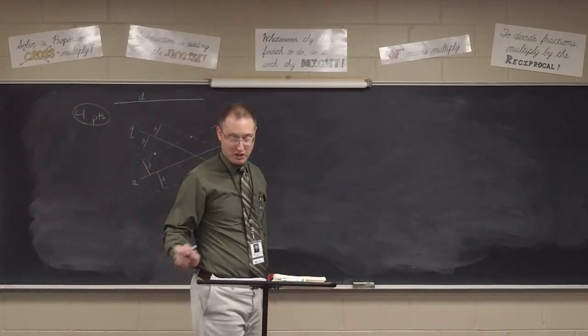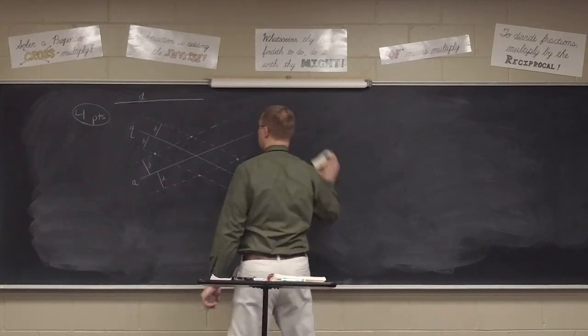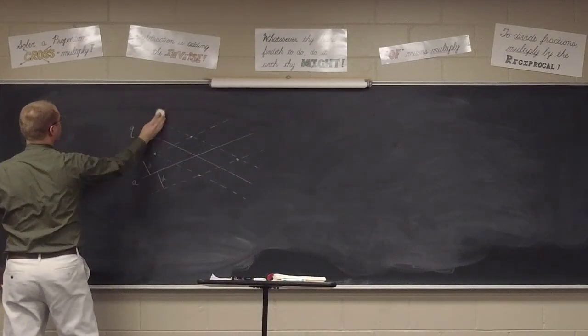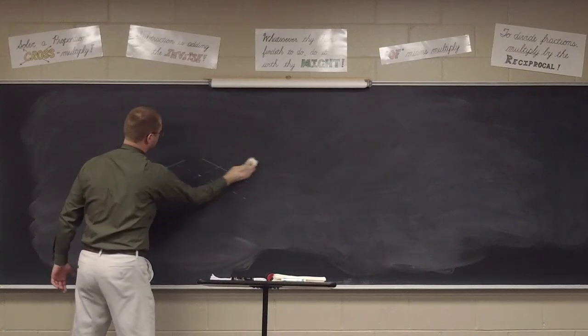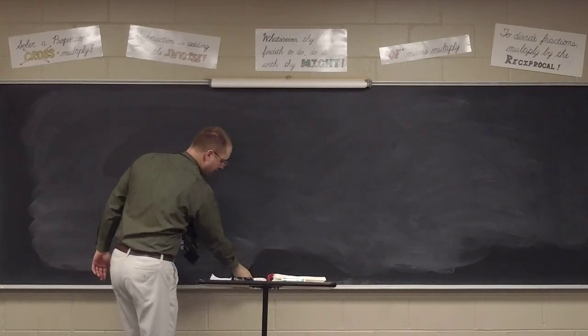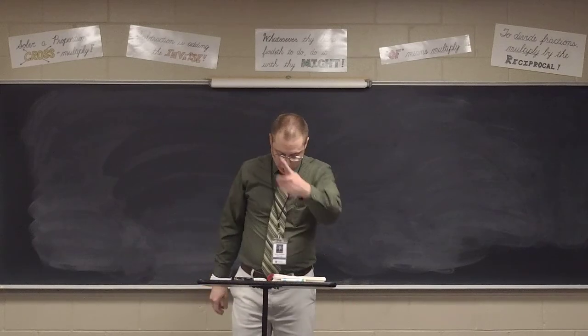Number 5. Read this one for us, Audrey. Locate all points that are a given distance from a given line and also equidistant from 2 given points on a line. All right. The first locus was?